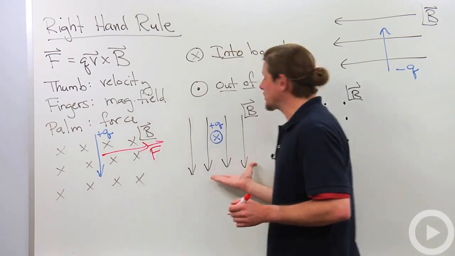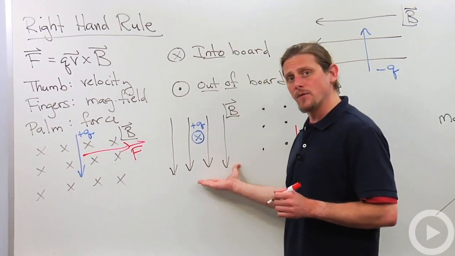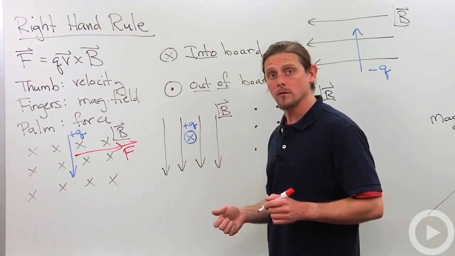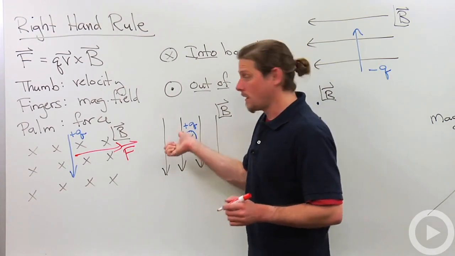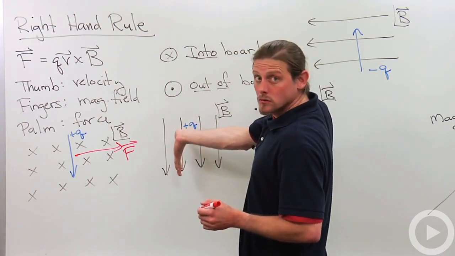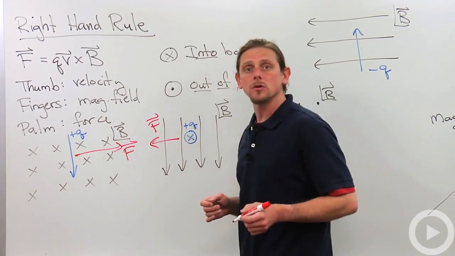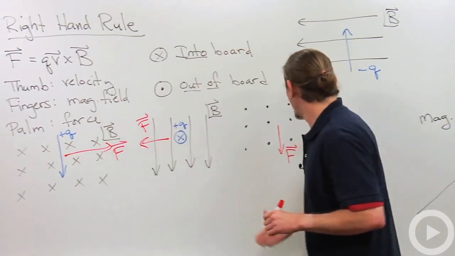All right, let's do this one. What about if the magnetic field is down, but the positive charge is going into the board? All right, thumb, fingers, and now I've got a force that's directed to the left. All right. What about here?